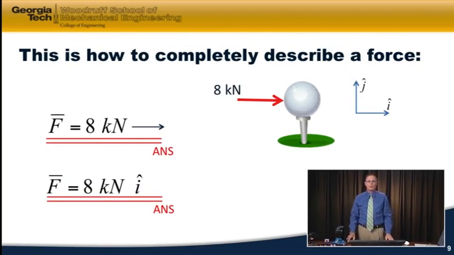So here's how we would completely describe a force. This is an example of a golf ball. A golf ball typically gets about 8, sometimes as high as 10 kilonewtons of force at impact. So I've drawn an 8 kilonewton force here. It's acting to the right, and I have my Cartesian coordinate system, i and j. And so the force can be described as 8 kilonewtons to the right, or 8 kilonewtons in the i direction.